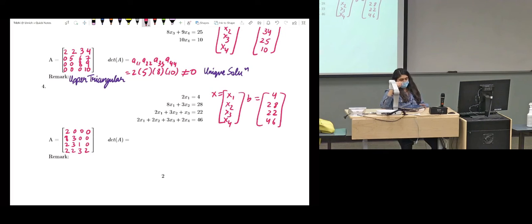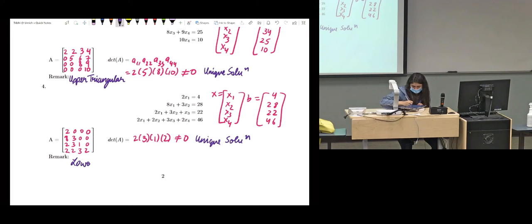Now the point to be noted is that it is a lower triangular matrix, and I'm going to get the determinant of it the same way I got the determinant of the upper triangular matrix, which is just to take the diagonal terms. It's 2 times 3 times 1 times 2, which is again not 0. I know it's a unique solution.